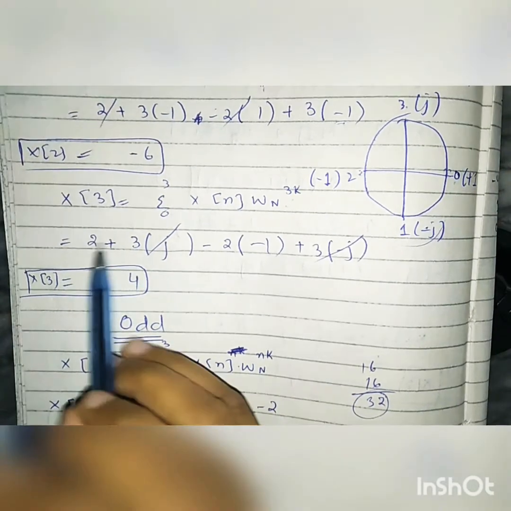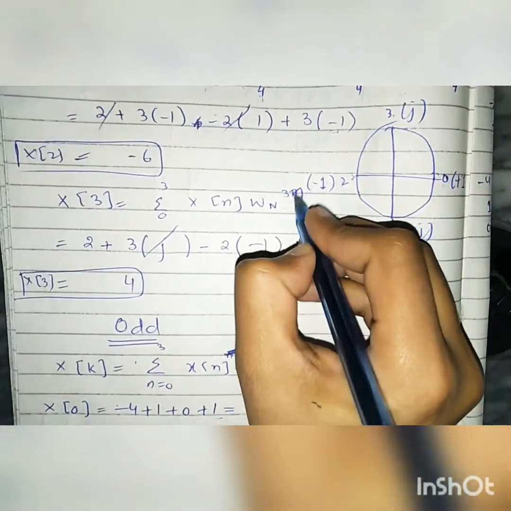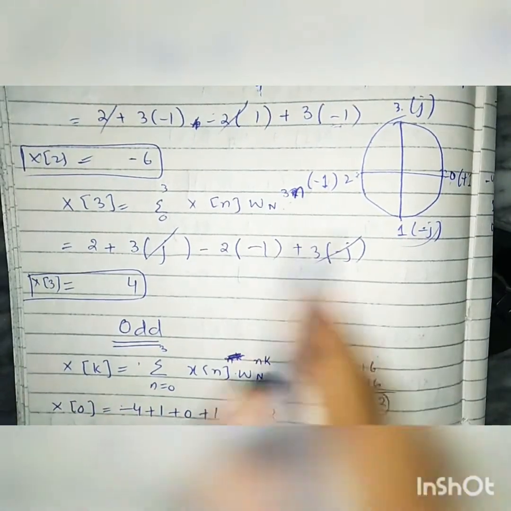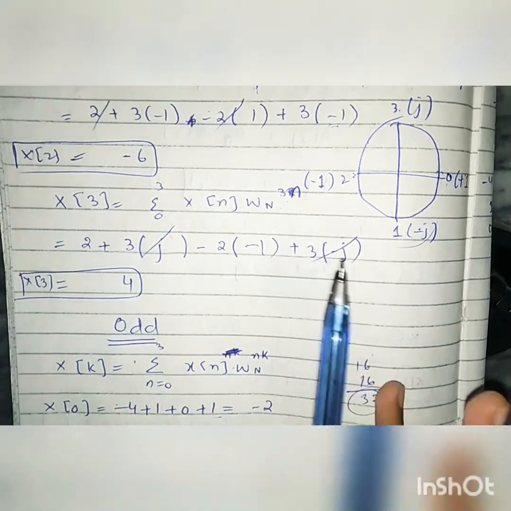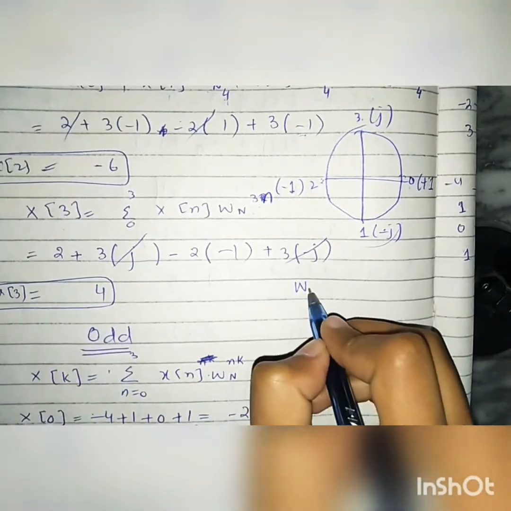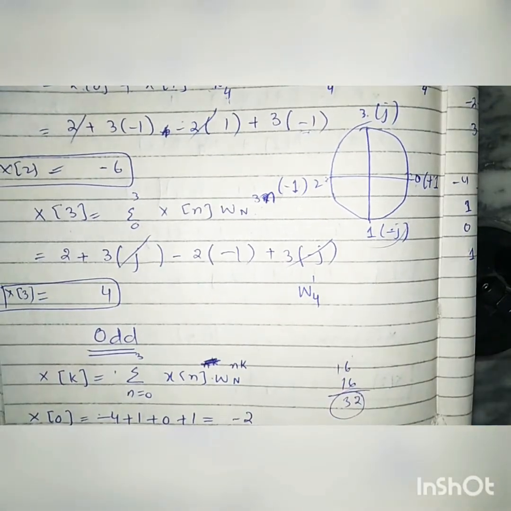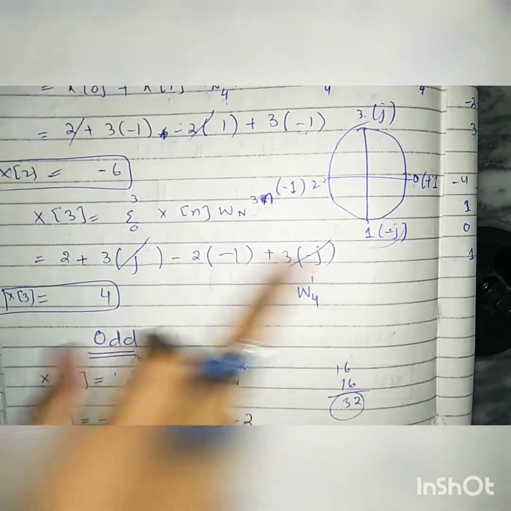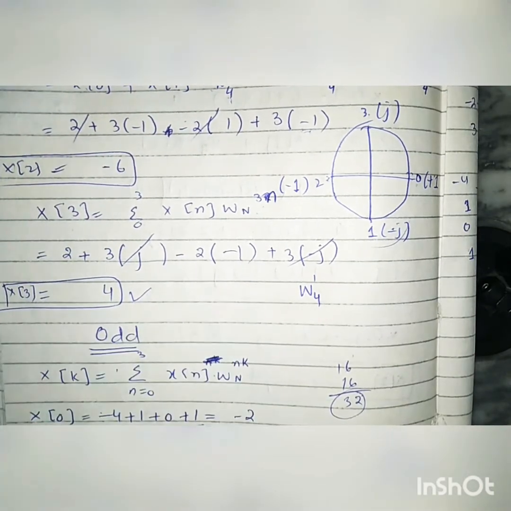Then we will find x of 3. For x of 3 we have the sum from 0 to 3 of x of n, omega n, and in place of k I have 3 here. I have not written that expression here, you can find it because you are now familiar with W4 of 1, 2, 3, 4, 5, 6, 7, 8, 9 and so on. So I have just put in the values here and I have got a 4.